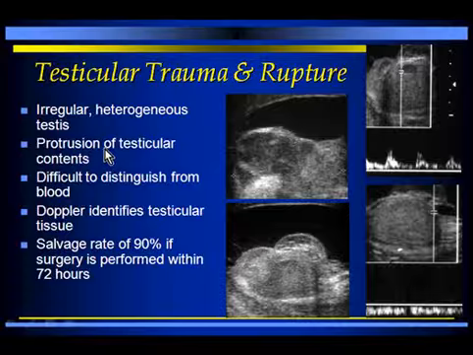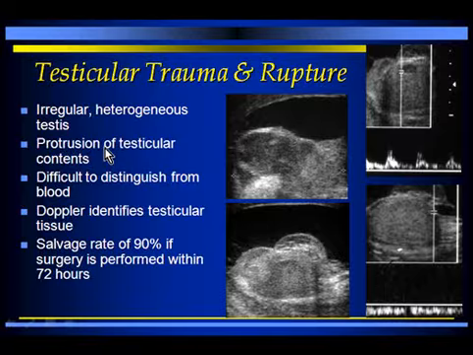It can be difficult to distinguish these contents from hemorrhage in the scrotum. Doppler identifies normal testicular tissue, so we use Doppler here just to show that there is flow in the testicular tissue. If you do surgery immediately, the salvage rate can still be relatively high.